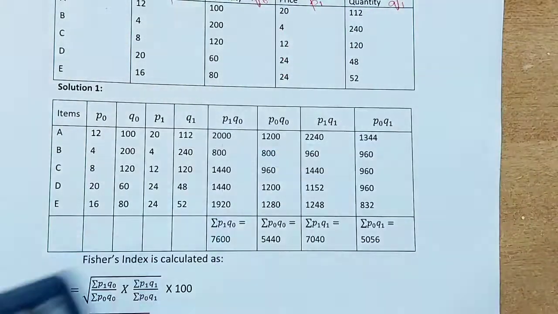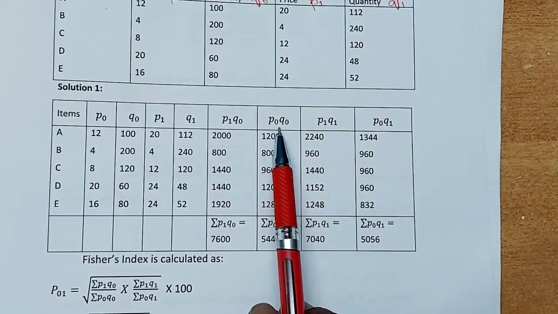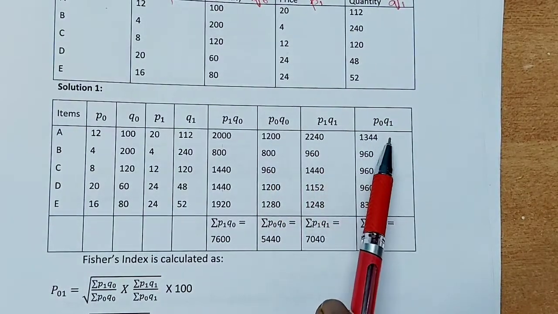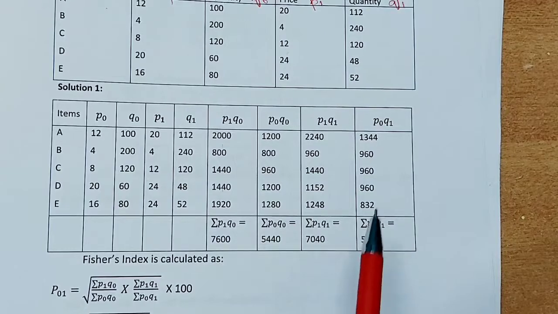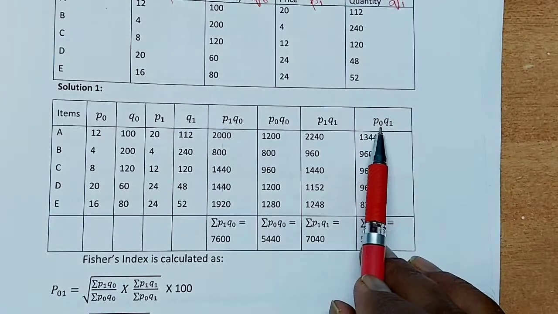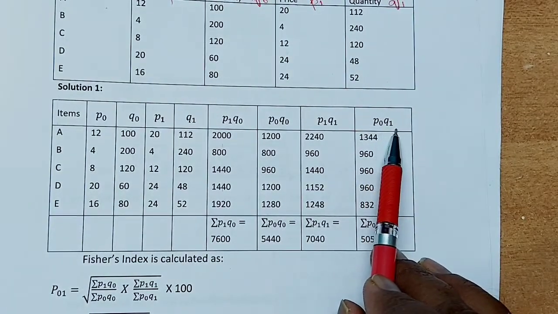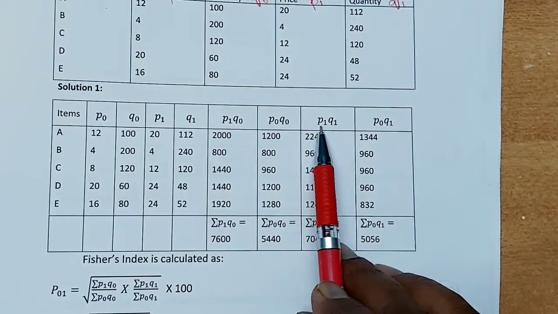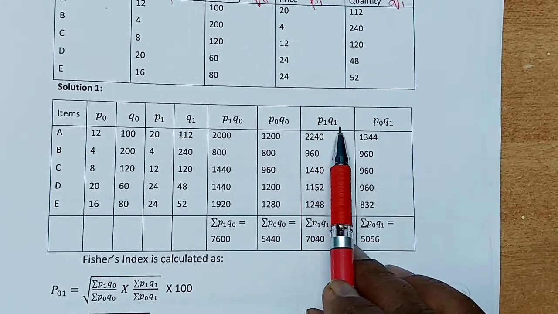So similarly, I have calculated all the values of P0 Q0, P1 Q1, P0 Q1, multiplying the price of the base year with the quantities of the current year. Here we are multiplying the prices and quantities of both the current years.